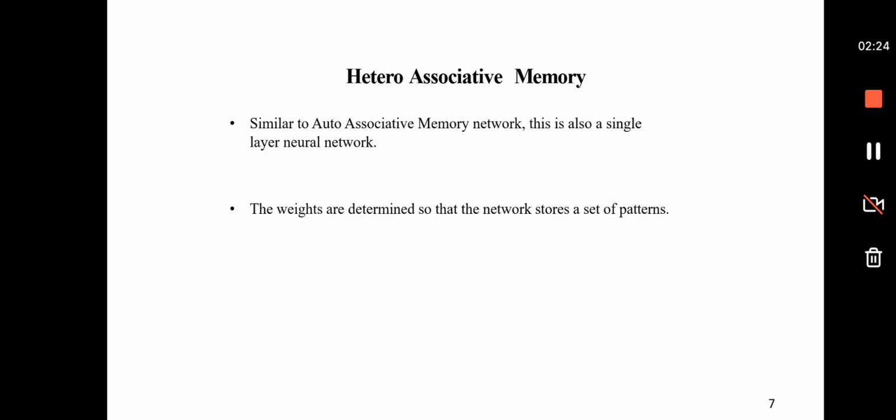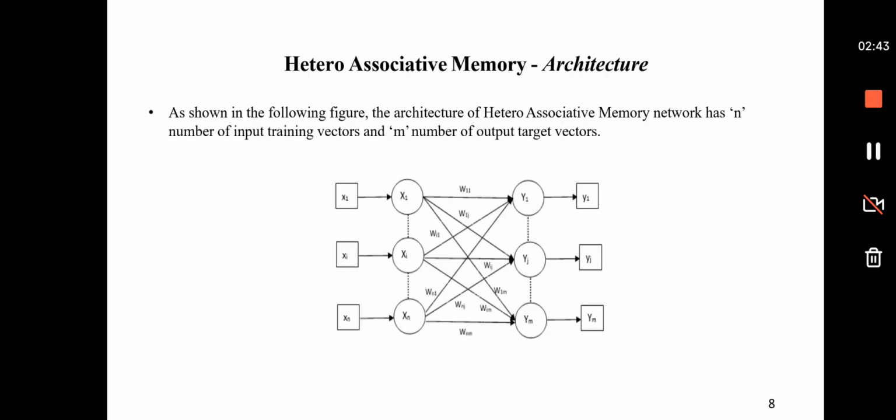Next, we can learn about hetero-associative memory. Hetero-associative memory is similar to auto-associative memory, but here the input pattern and output pattern are different. The network stores associations between the different patterns. Let's see its architecture.